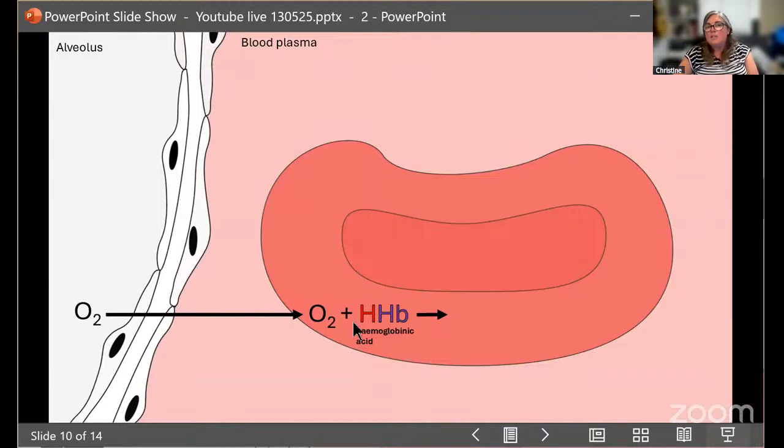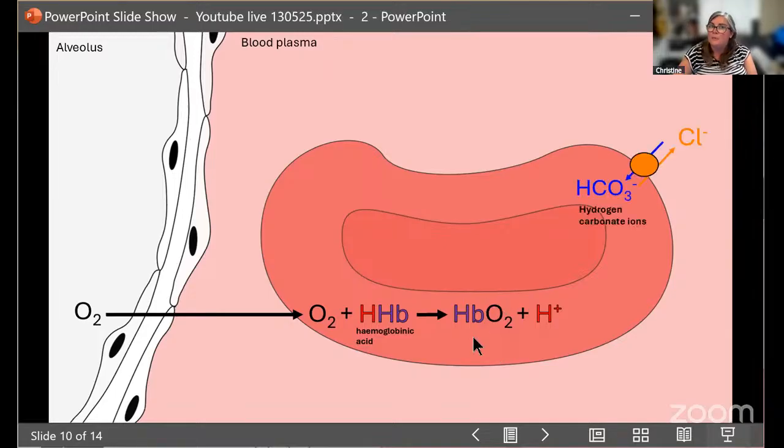Now, as you can see here, this is actually hemoglobinic acid. There is a hydrogen ion attached to the hemoglobin. So what will happen is when the oxygen binds the hemoglobin, the hydrogen ions are released. So if the hydrogen ion is released because there is the oxygen now bound, here we have our shift, which at this bit is actually called the reverse chloride shift. The erythrocytes pump chloride ions out and hydrogen carbonate ions in. So if we're talking about the chloride shift, we'd be doing it the opposite way around.